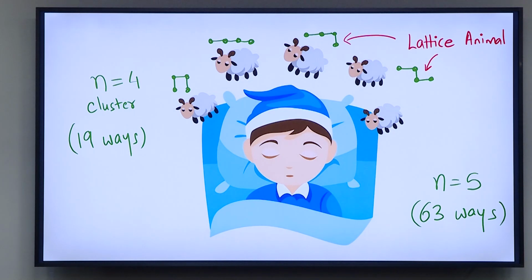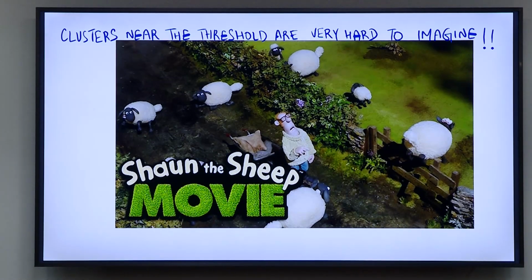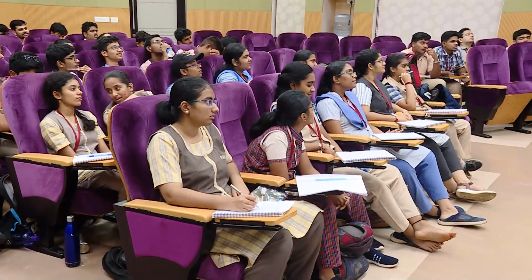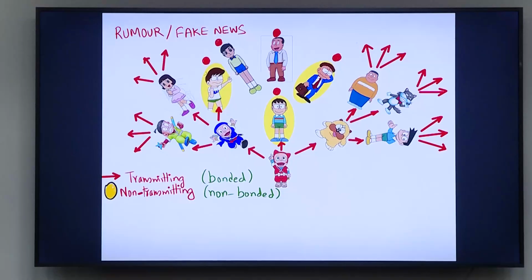And this is the picture closest to what I had to say. This is how you count lattice animals. Clusters near the threshold are very difficult to imagine. This is my infinite cluster. It goes in 3 dimensions. It has this very complicated shape, and I keep dreaming about it before sleeping so that I can fall asleep. That does not mean we can say nothing about it.